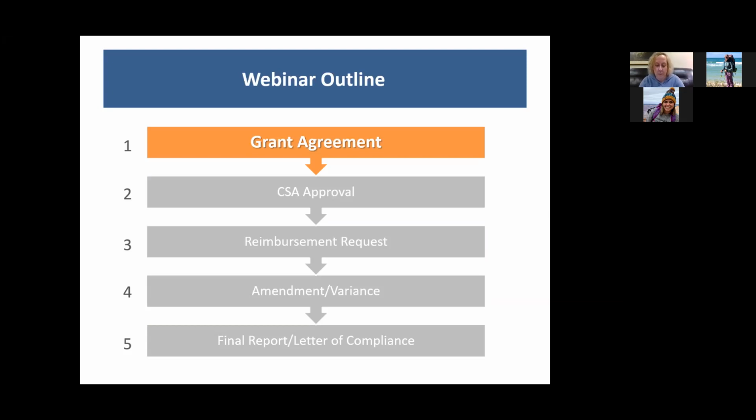The first step in the grant administration process is the grant agreement or grant award. All of you should have received your grant agreement, and gratefully, most of you have signed and returned your grant award document, so that's fantastic. If you haven't done so already, I encourage you to read your grant document thoroughly because it serves as the foundation for your grant implementation and your funding eligibility.